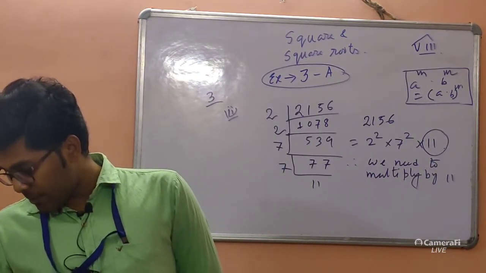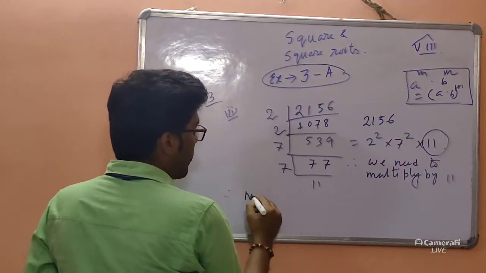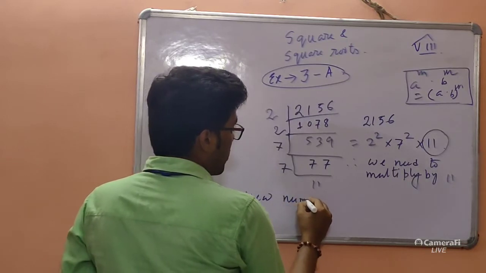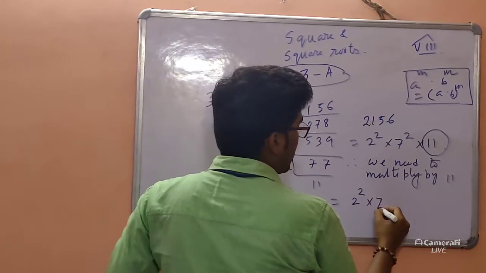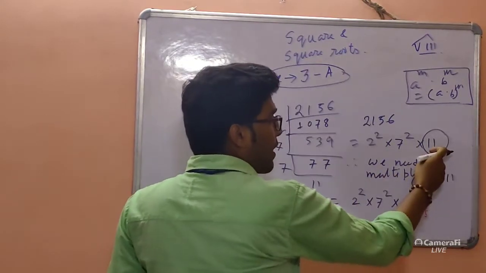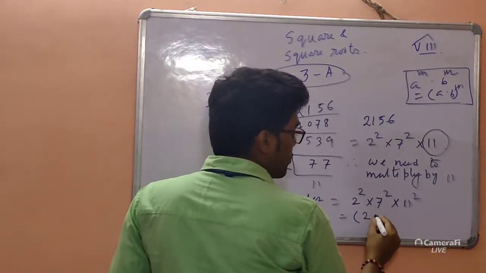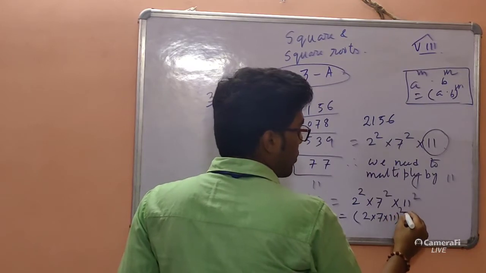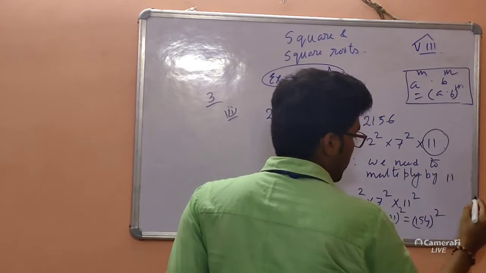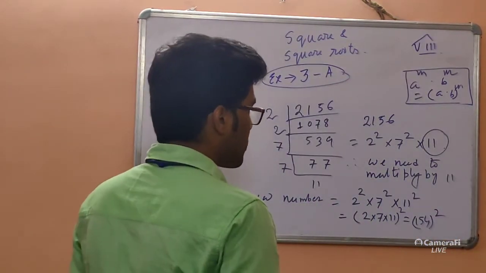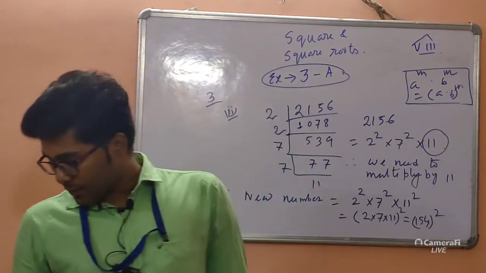What least number should the given number be multiplied? So now if we multiply, the new number will be 2 square into 7 square into, now if I multiply by 11, this becomes 11 square, right? So that is 2 into 7 into 11 whole square. That means 154 whole square. Clear? So the new number is 154 whole square.